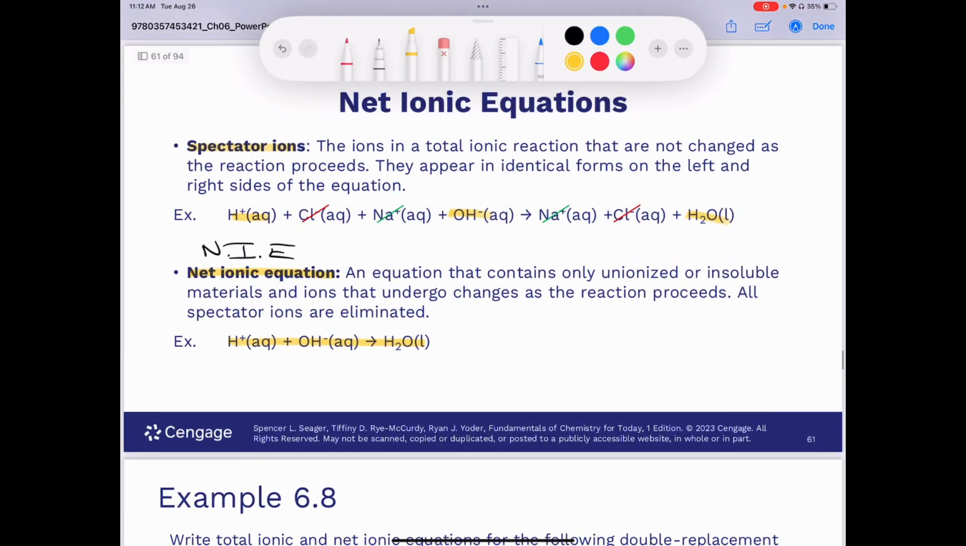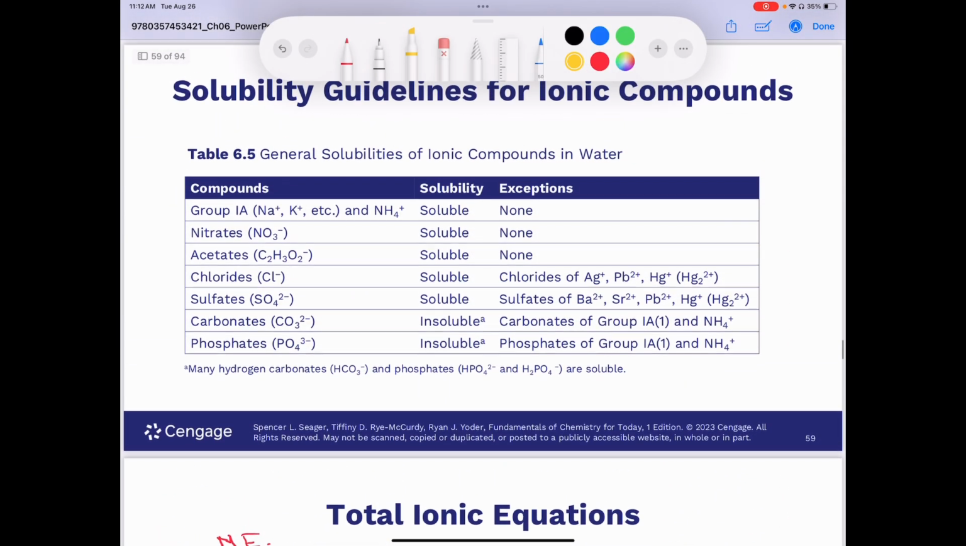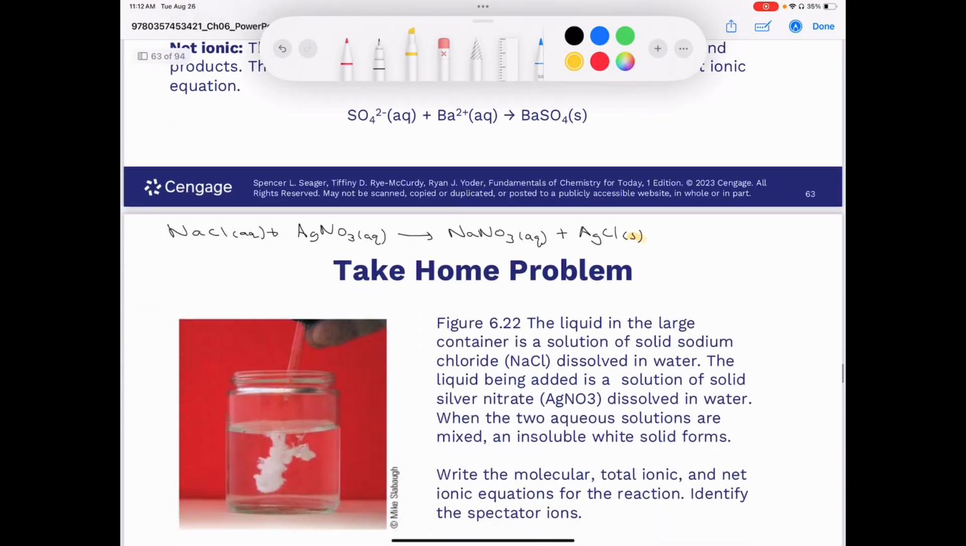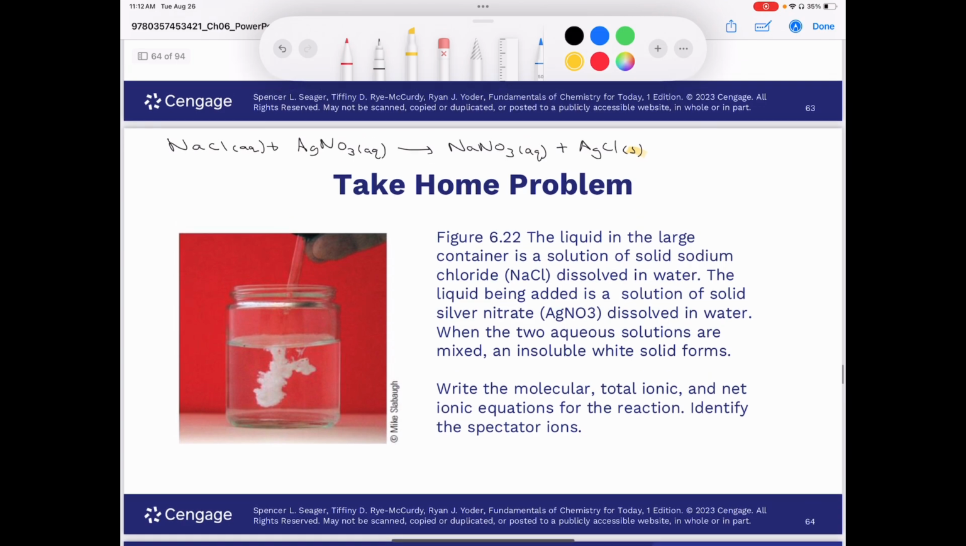If I go back to my solubility table, just excuse me here for a second. We said that chlorides are soluble, but not chlorides of silver, right? Nitrates are soluble no matter what. And so if we go back here, where was I? This is our molecular equation.